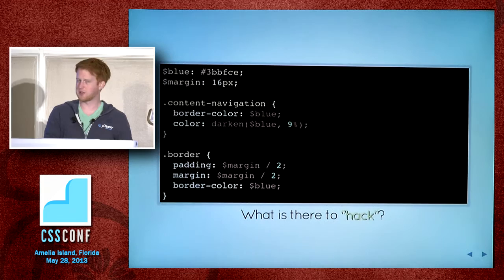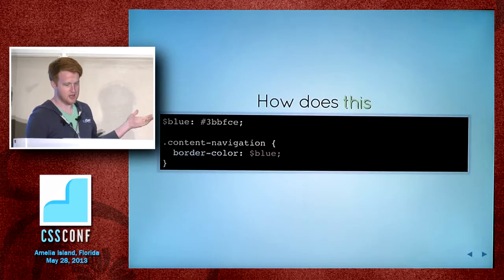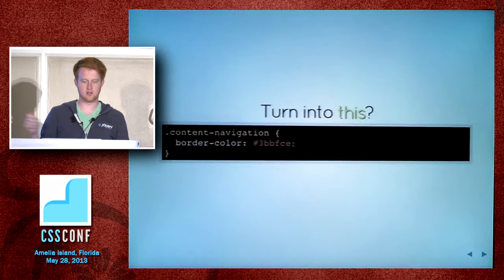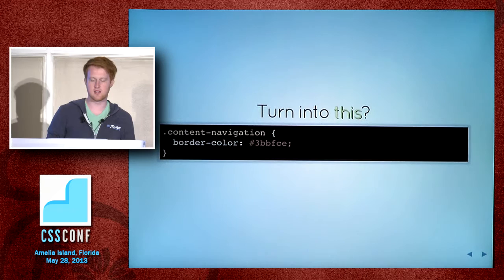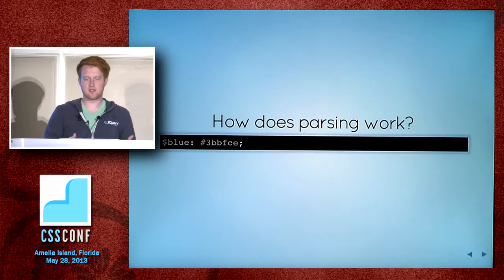But the place that we're going to try and inject ourselves is in the compilation step. So how does this SASS, just a smaller part of this same thing, turn into actual CSS, right? How do we take that variable, pull it out, and then put it in the right place to output actually decent CSS, parsing and compiling? So how does parsing work? Let's narrow it down even further. We just have a single variable declaration in SASS.